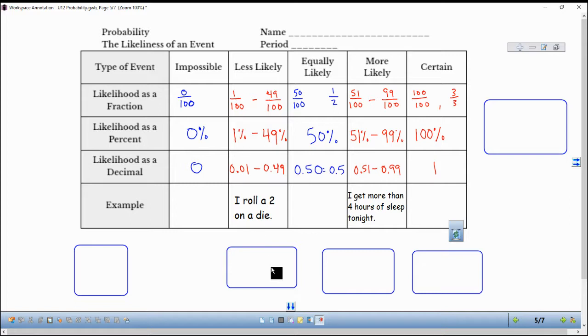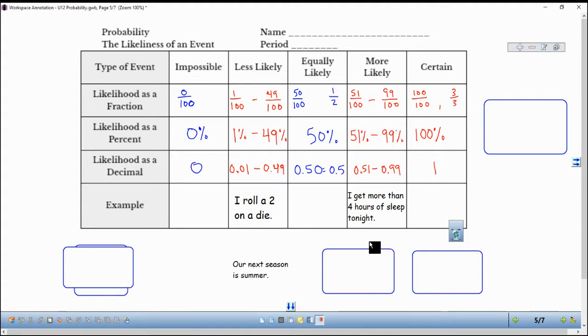I roll a 2 on a die. Here's another example. Our next season is summer. Well, we're currently in spring, so I am certain that our next season is summer. That's 100%. I'm 100% sure about that, so I'm going to put that.